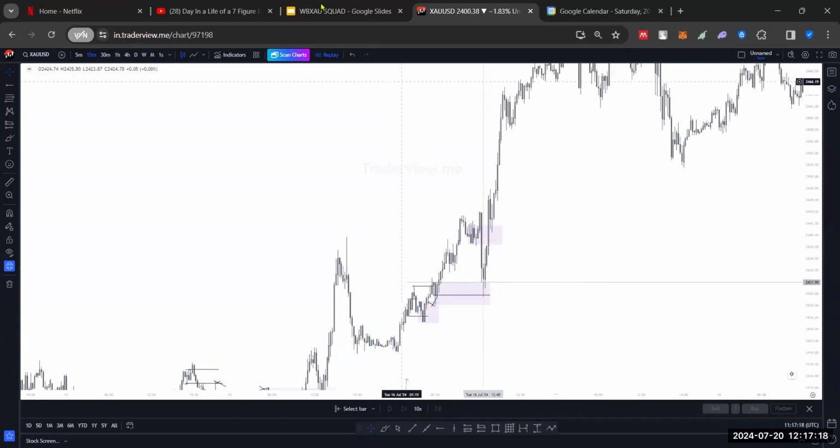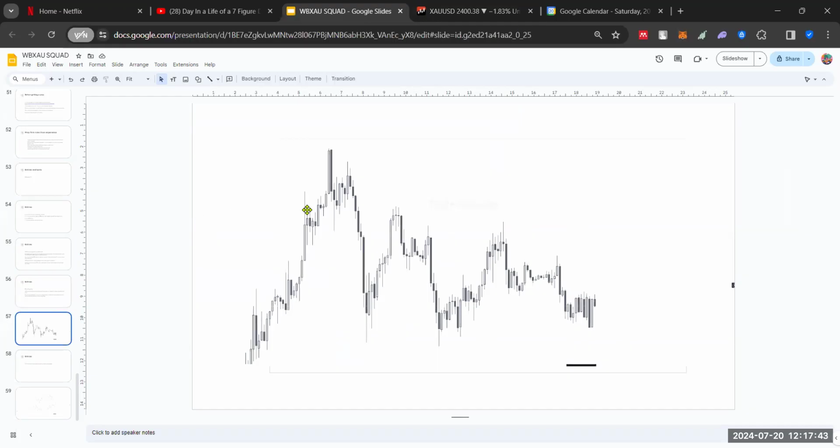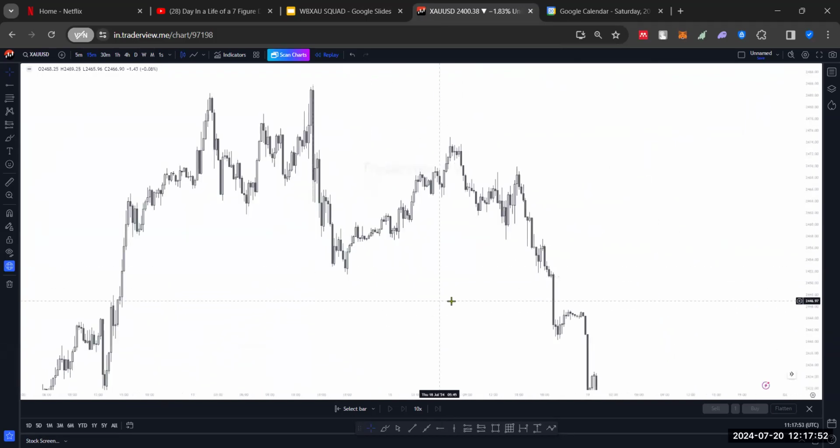Okay. So the other type of entry is what is called the flipped engulfing. Now, this is very, very important, and I would like you guys to pay some attention. A flipped engulfing is an engulfing that forms after price has reacted to another engulfing. Okay, I'll show you an example. Let me just go to the chart and take everything off. Let's see what a flip engulfing is.